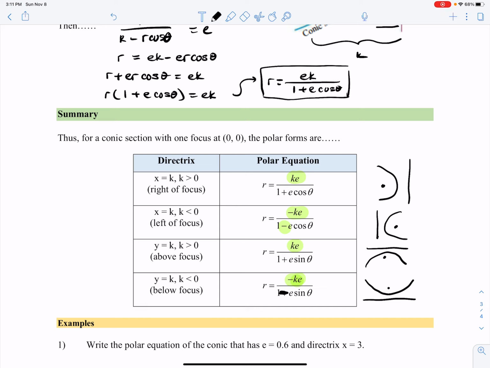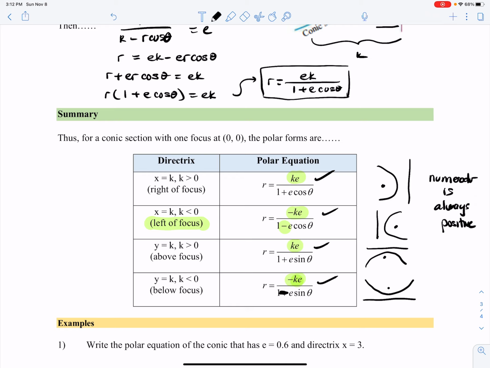Now I want to address the numerator. Notice it's either positive or negative ke. Well, if it's left of the focus, that means k is negative, right? So the key thing to remember is that the numerator is always positive. And the reason for that is when k is positive, it's ke, when you're above the focus or to the right of the focus. When k is negative, you're putting a negative in front of it, which makes it positive times the eccentricity. So that means the numerator is always positive.